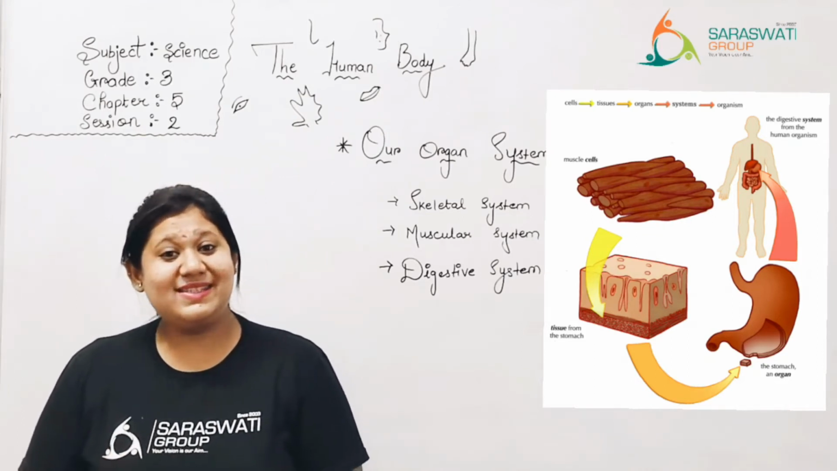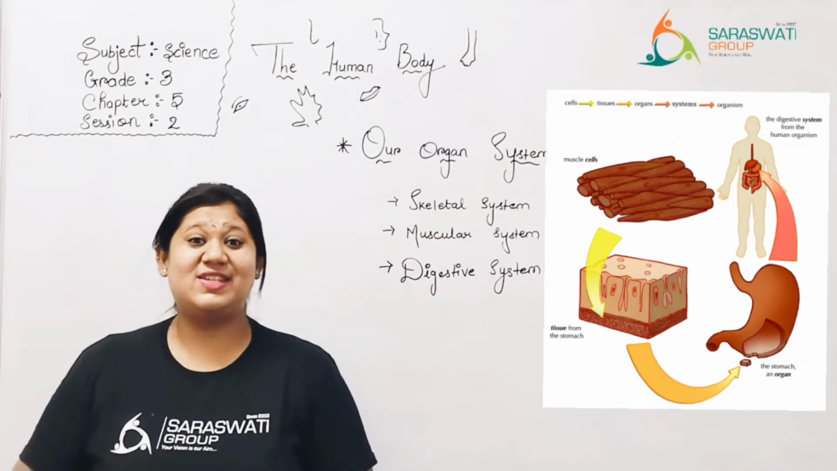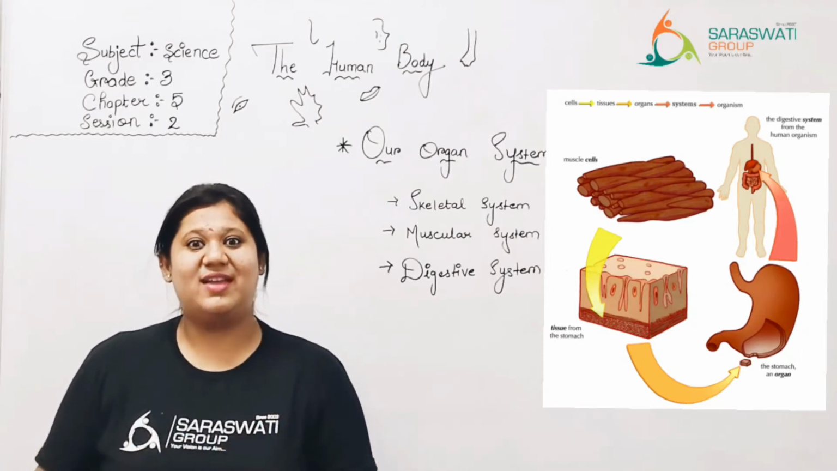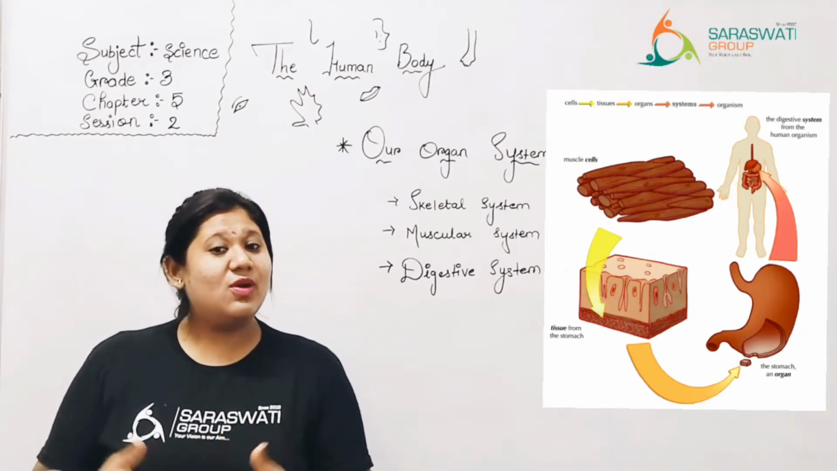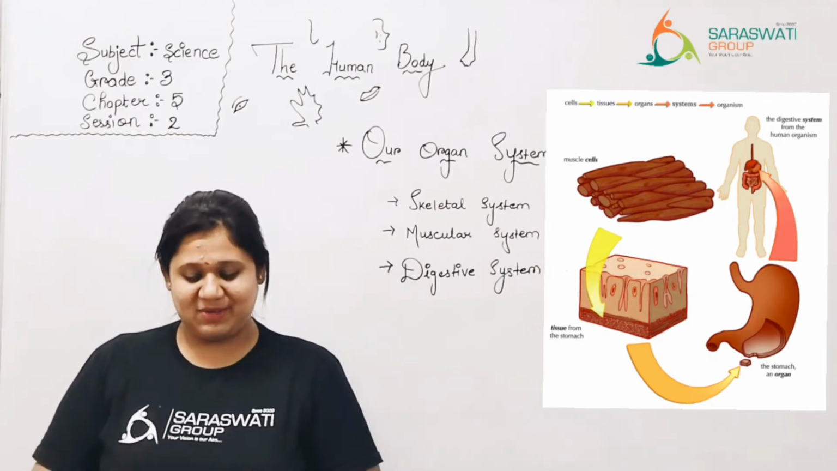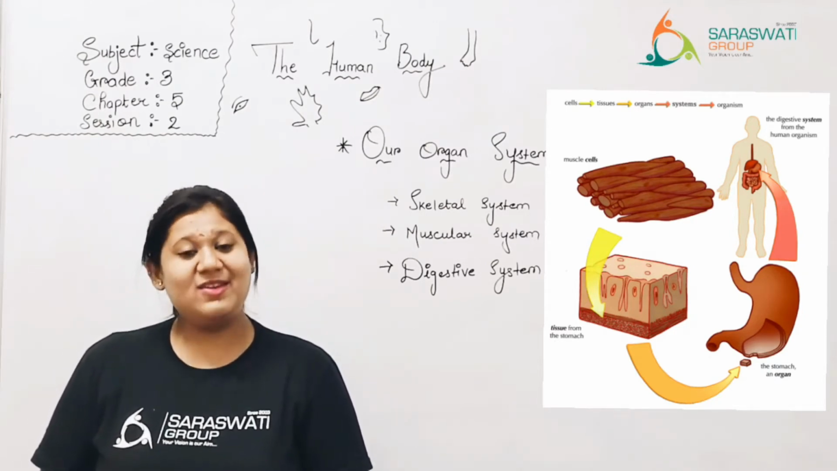Then the digestive system has the intestine, small intestine, large intestine, anus. When these kinds of things come together, then it forms an organ system, right? All the organ systems together make up an organism.